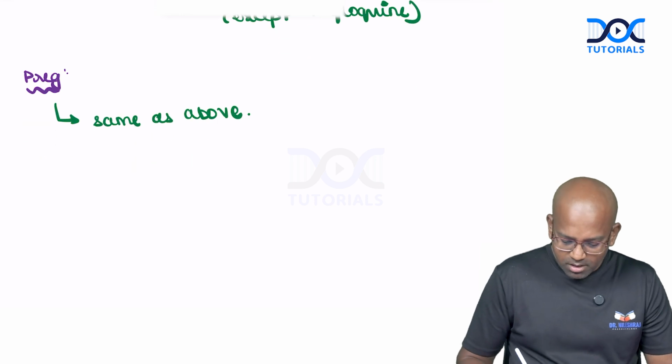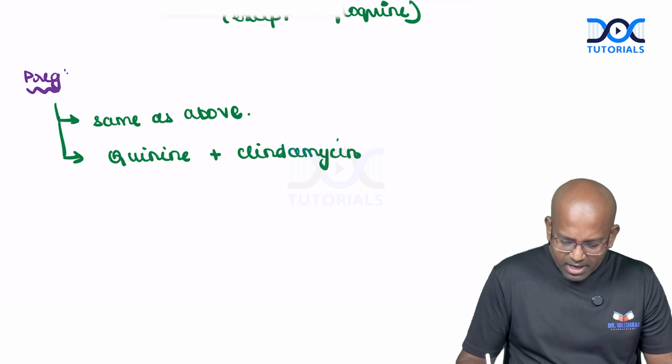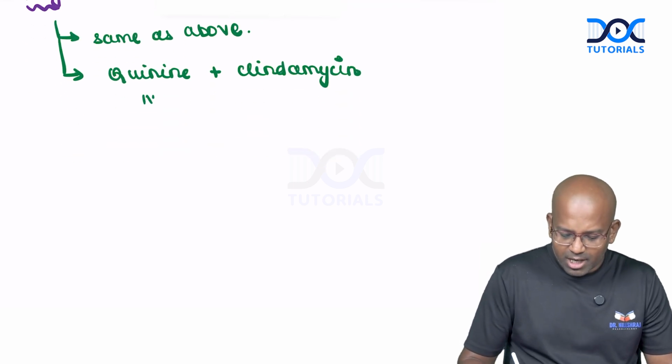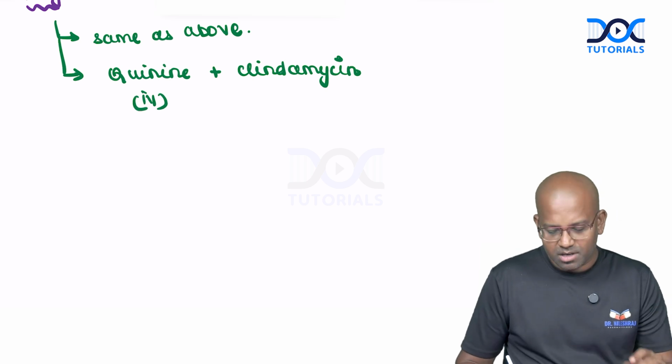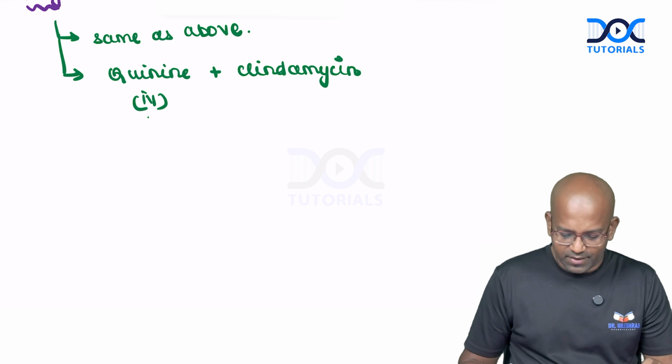We have a backup drug, which is Quinine with clindamycin. Quinine can be given via IV route. But the primary drug which we have to choose is going to be Artesunate via IV route.